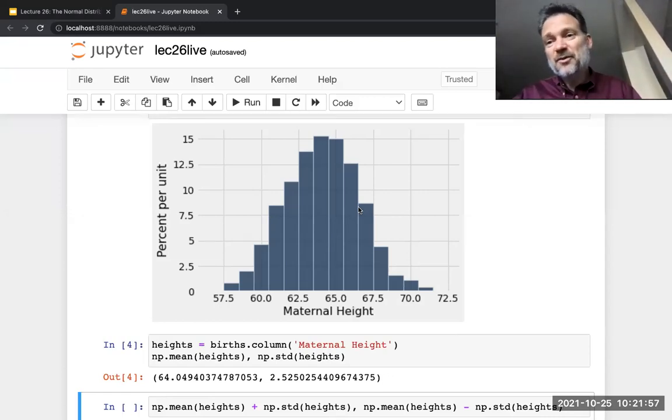Don't have to stress over this rule of thumb. It just gives you an idea of what the standard deviation is telling us when you have a bell-shaped curve. It's telling you roughly the width of the bell.